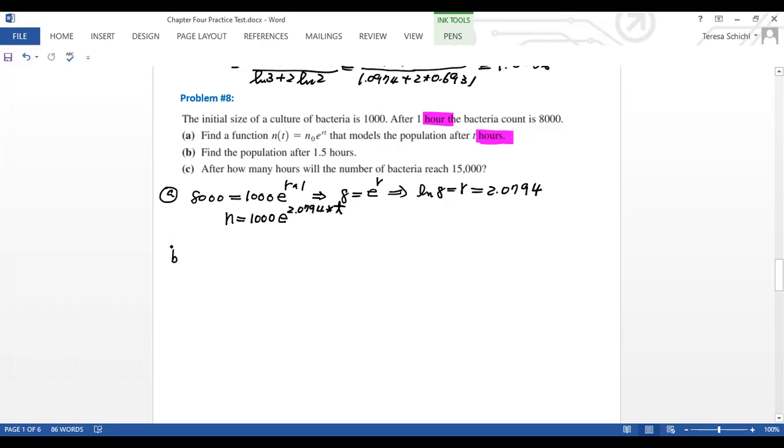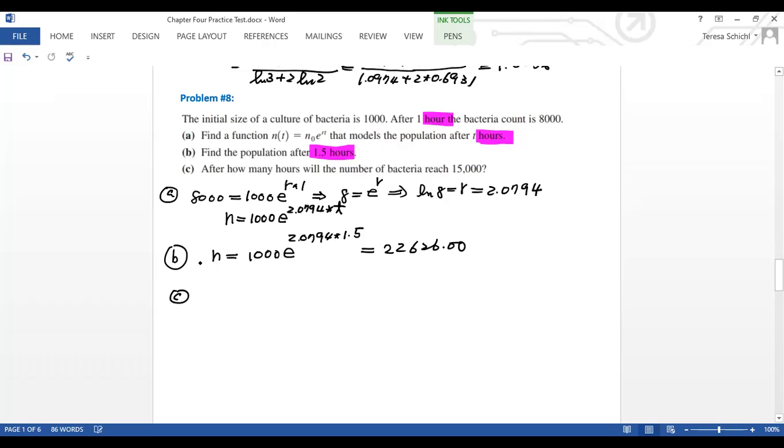Part B asks: what is the population after 1.5 hours? That means my t right now is 1.5. So you plug in: 1000 times e to the 2.0794 times 1.5. Then you can put it into the calculator and it will give you 22,626.00.